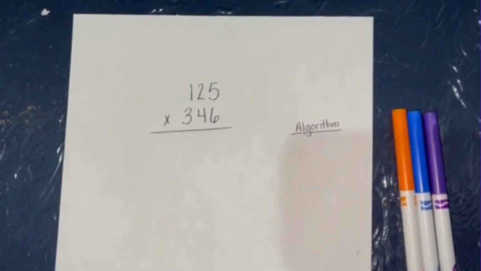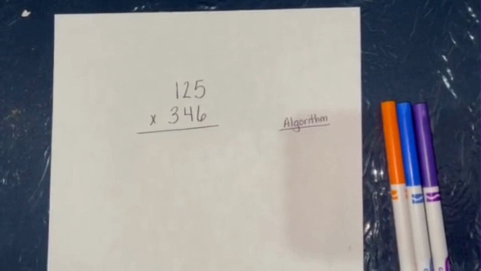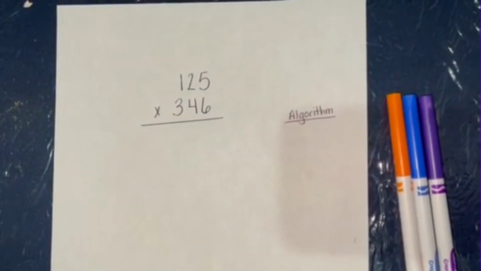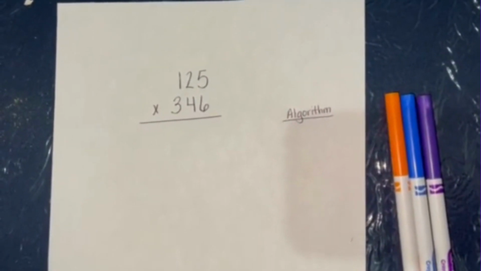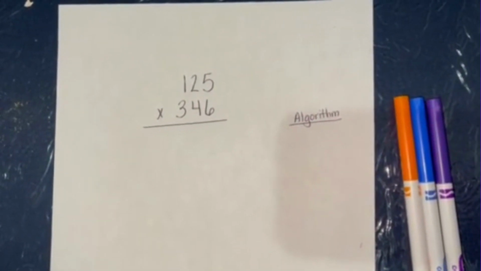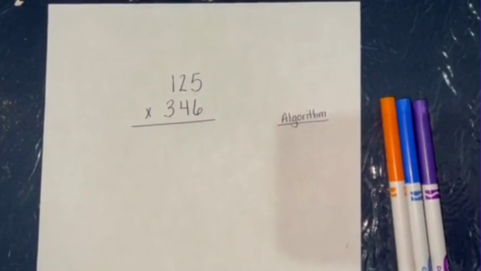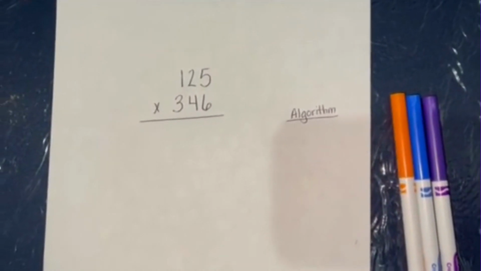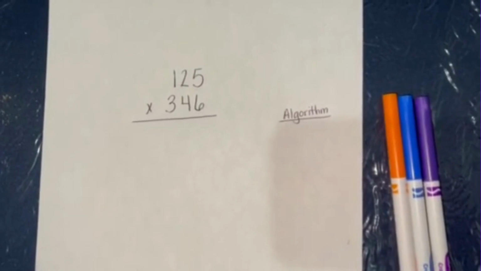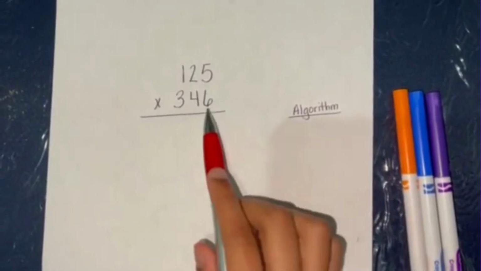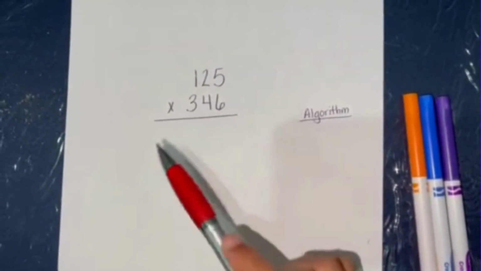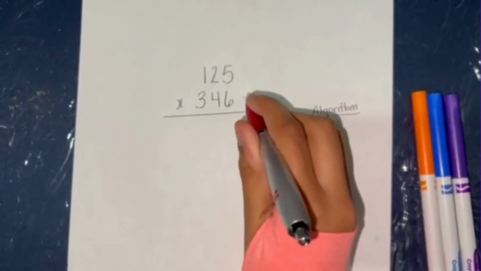Okay, mathematicians, are you ready for a challenge? We've done a 2-digit number times a 2-digit number. We've done a 3-digit number times a 2-digit number. But are you ready to multiply a 3-digit number times another 3-digit number? Let's get into it. 125 times 346. Again, we're still going to decompose our bottom factor, 346.